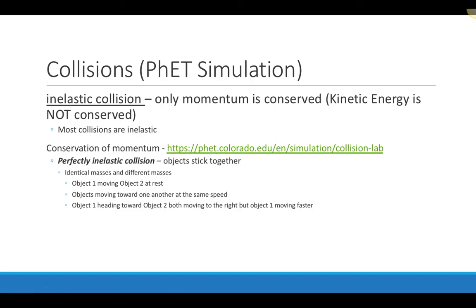We can also have something called an inelastic collision, and during inelastic collisions, only momentum is conserved, kinetic energy is not. In nature, most collisions are inelastic. Most of the time, there's some sort of deformation, there's some heat loss, and so it's very rare that we actually have perfect elastic collisions. So we're going to focus on that simulation again, but we're going to look at perfectly inelastic collisions, and those are situations where objects actually stick together afterwards, and let's see what happens under some different circumstances.